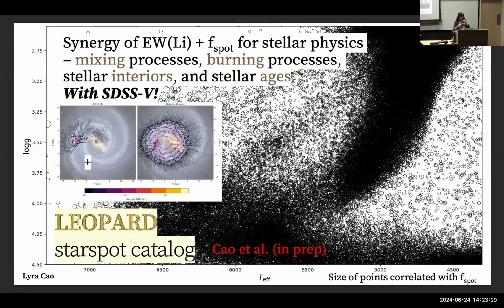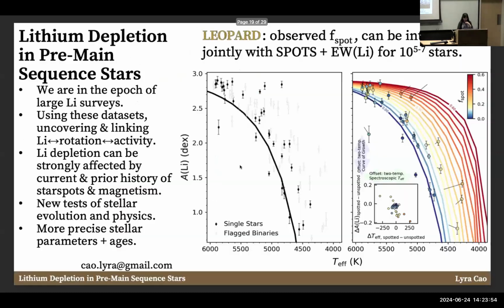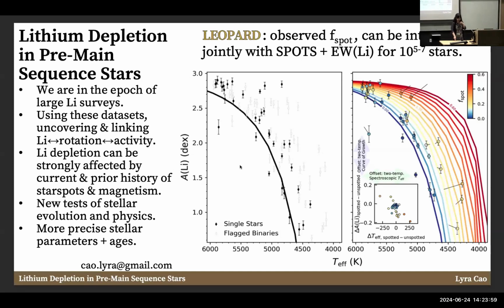And so we can do this with an enormous amount of data now, because now we have an enormous amount of star spot filling fractions and equivalent widths of lithium from all these different surveys in synergy. And so we can now start to probe mixing, burning interiors and stellar ages with this LEOPARD catalog that we have now. And so just to summarize, we are now firmly in the era of large lithium surveys.